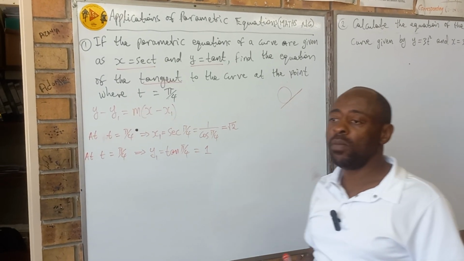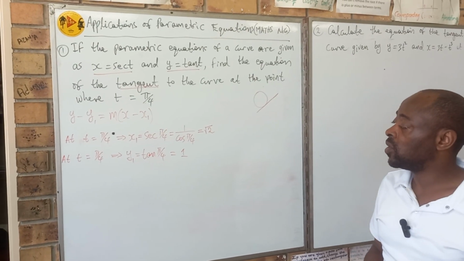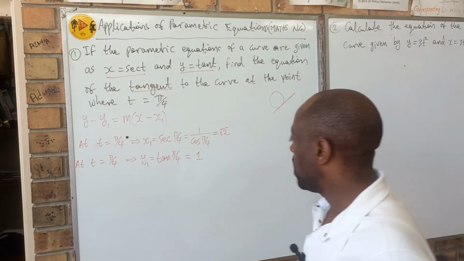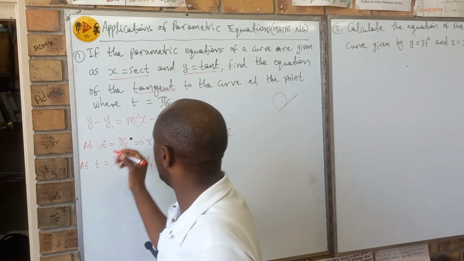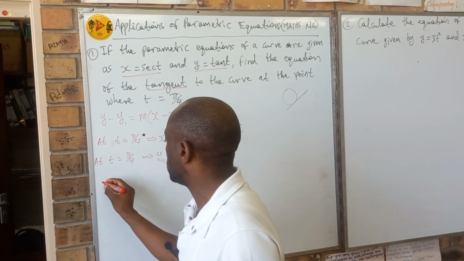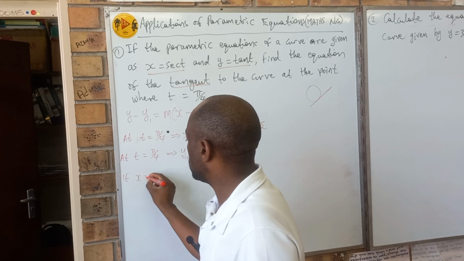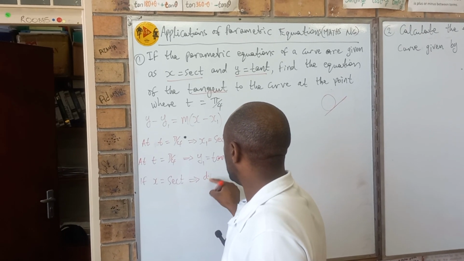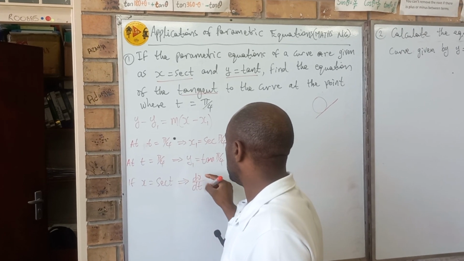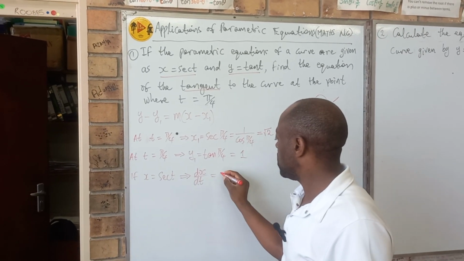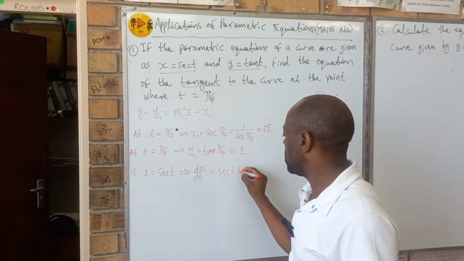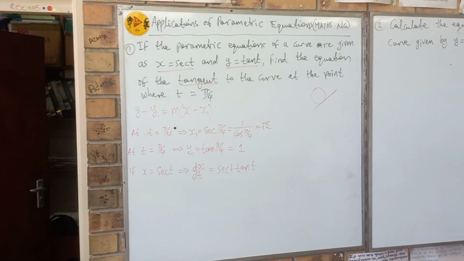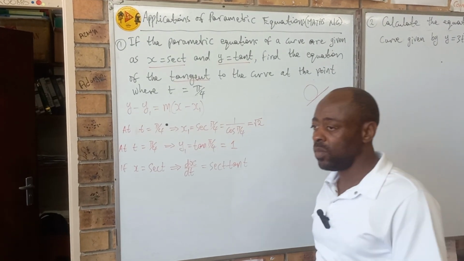Now to get m, which stands for the gradient, you must look for dy over dx. Since the gradient is change in y over change in x, to get dy over dx with parametric equations, if x is equal to sec t, then I need to look for dx over dt. The derivative is sec t tan t. If you are using your formula sheet for mathematics, that formula is on page number 2.